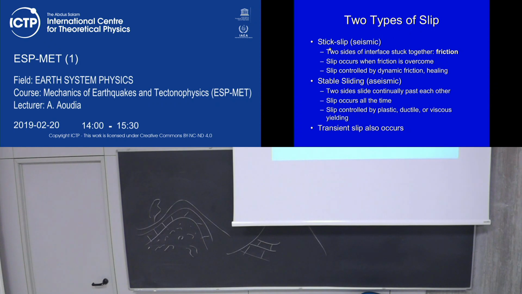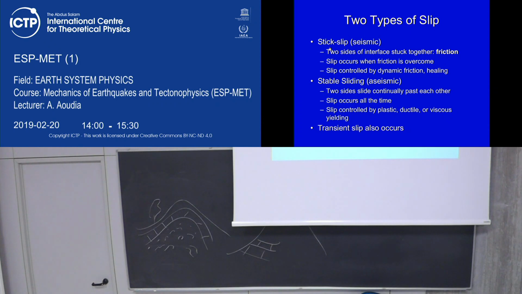We'll define what dynamic friction is. And it's controlled by heating. Because you will see that friction is not a single value parameter. In a typical seismic phase, you will see that it's a complicated object. Okay?